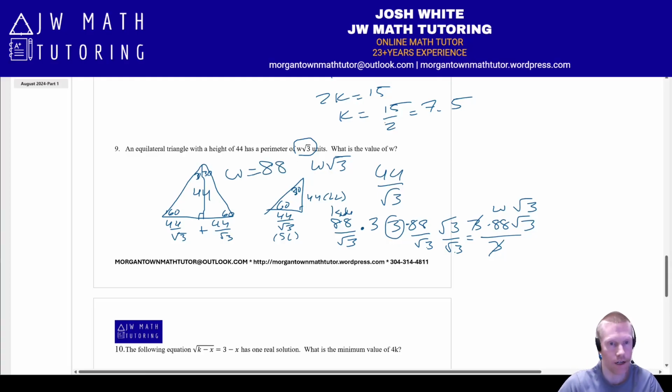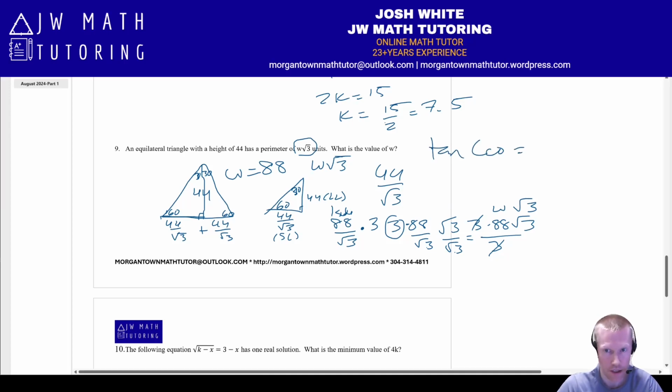Now, if you did not remember the special right triangle formulas, you could still solve this as long as you know how to use basic trig. So what I mean by that is you would say, okay, I know I have this 60-degree angle. Well, you could use either one, I guess. Let's use this 60-degree angle.